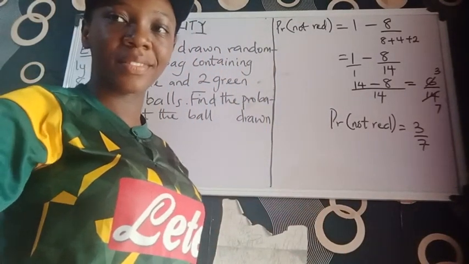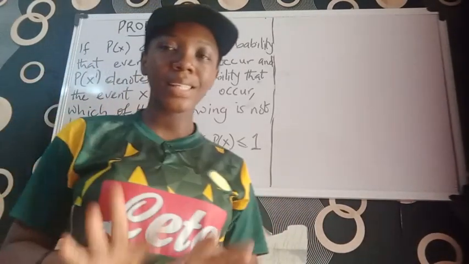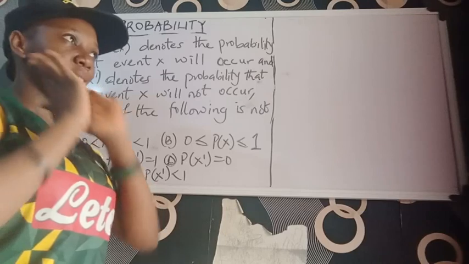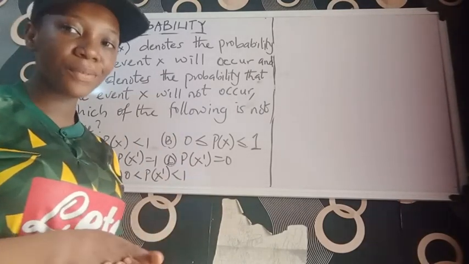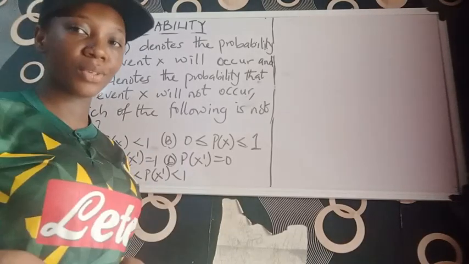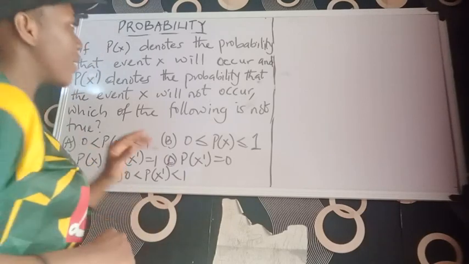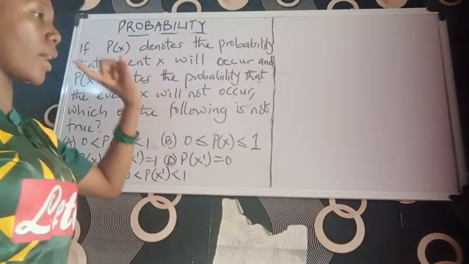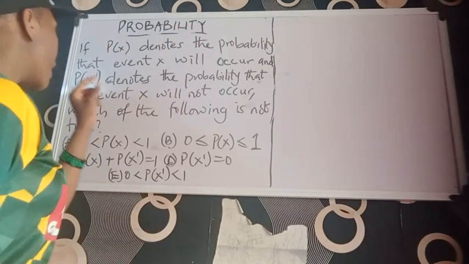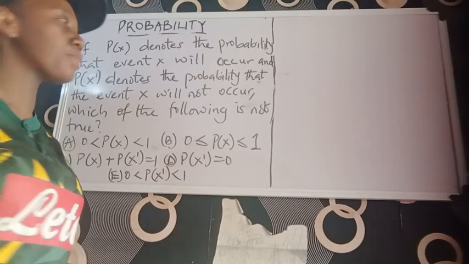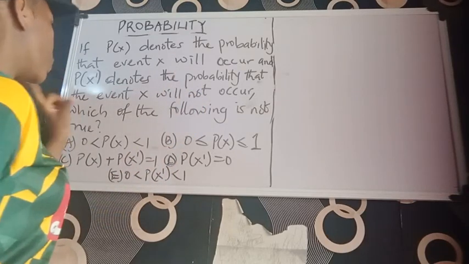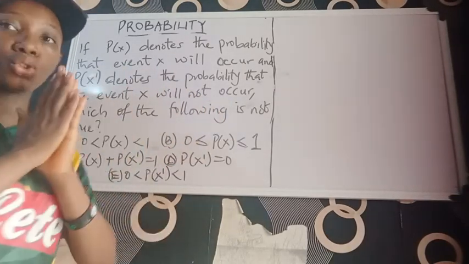Very simple. So looking at the very last example for this video, this is an illustration, but you wouldn't be able to answer this question if you didn't watch my previous video. So try to look at the description and watch that video. So here they said if P of x denotes the probability that event x will occur and P of x prime denotes the probability that event x will not occur, which of the following is not true?